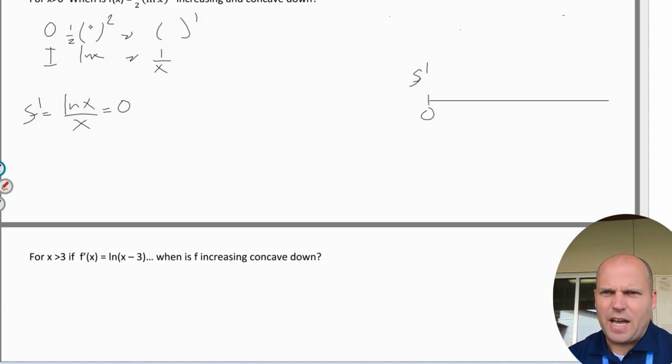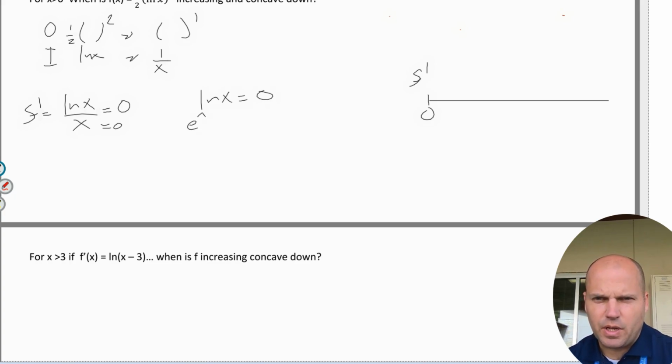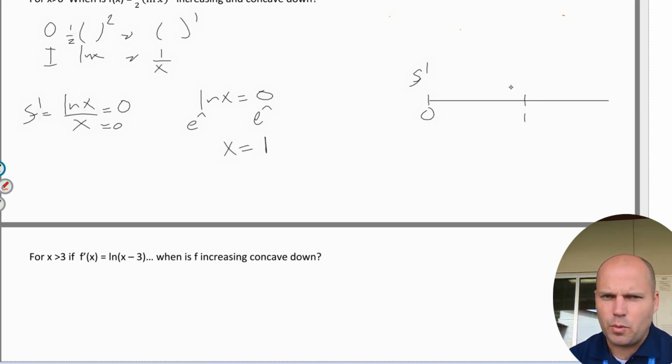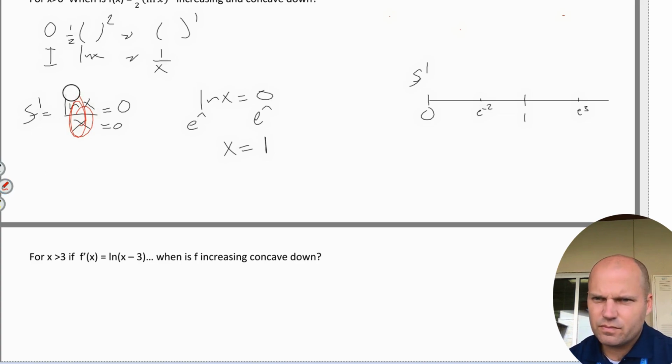Again, we don't have to worry about the bottom equaling 0 because you get x equals 0. We do have to worry about when log x equals 0. You should know this, but if you're not sure, you get that x equals e to the 0, which is 1. So 1 is our important point. We can use test points like e to the negative second, e cubed. So we have this guy.